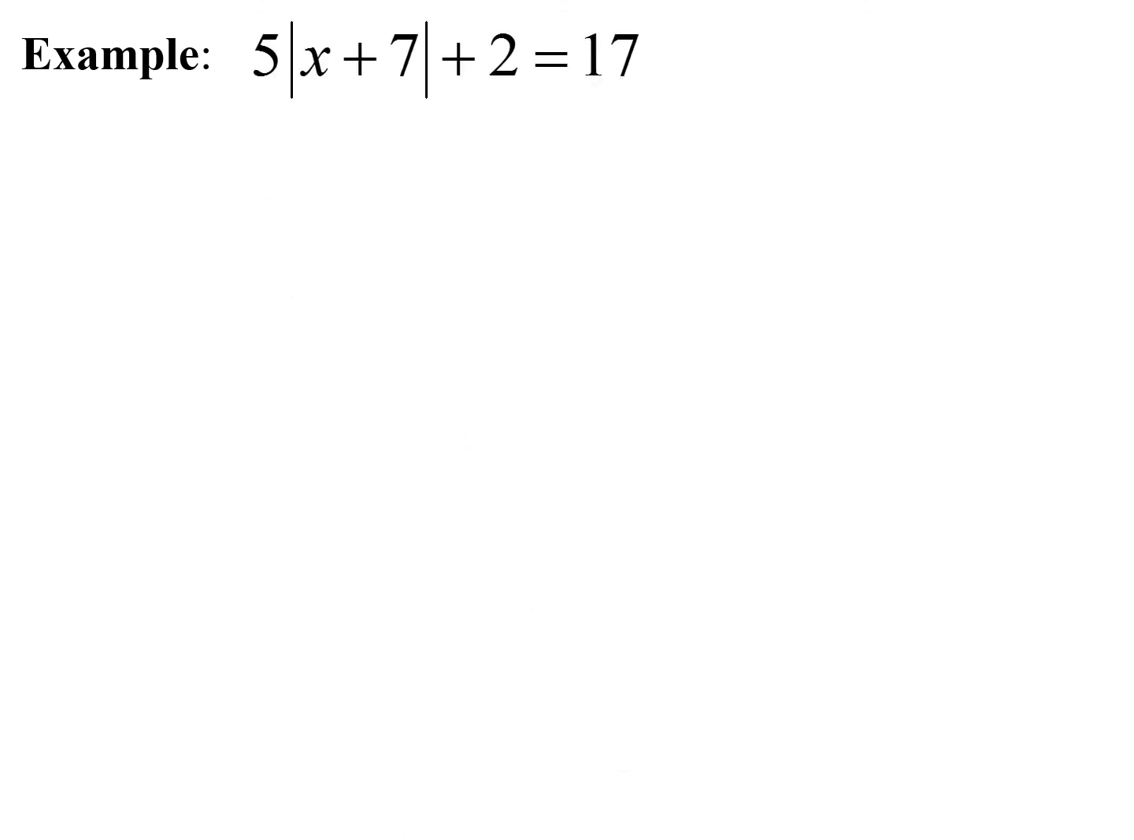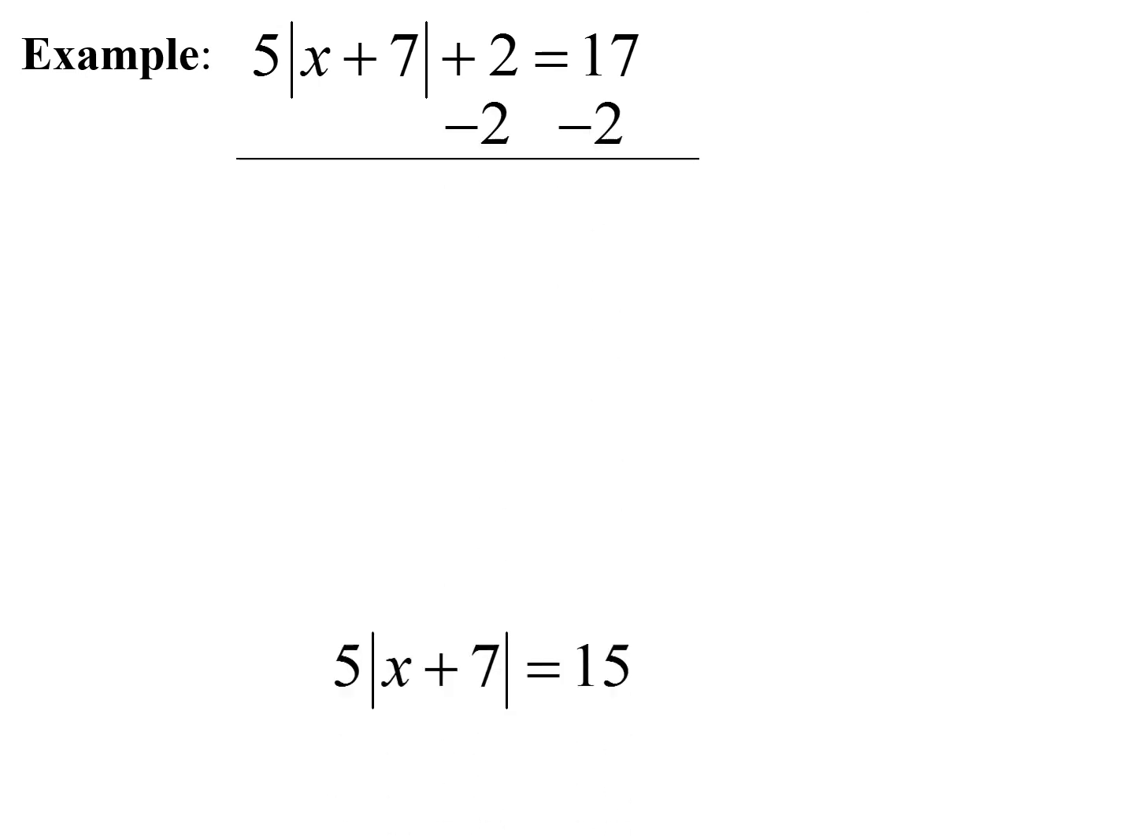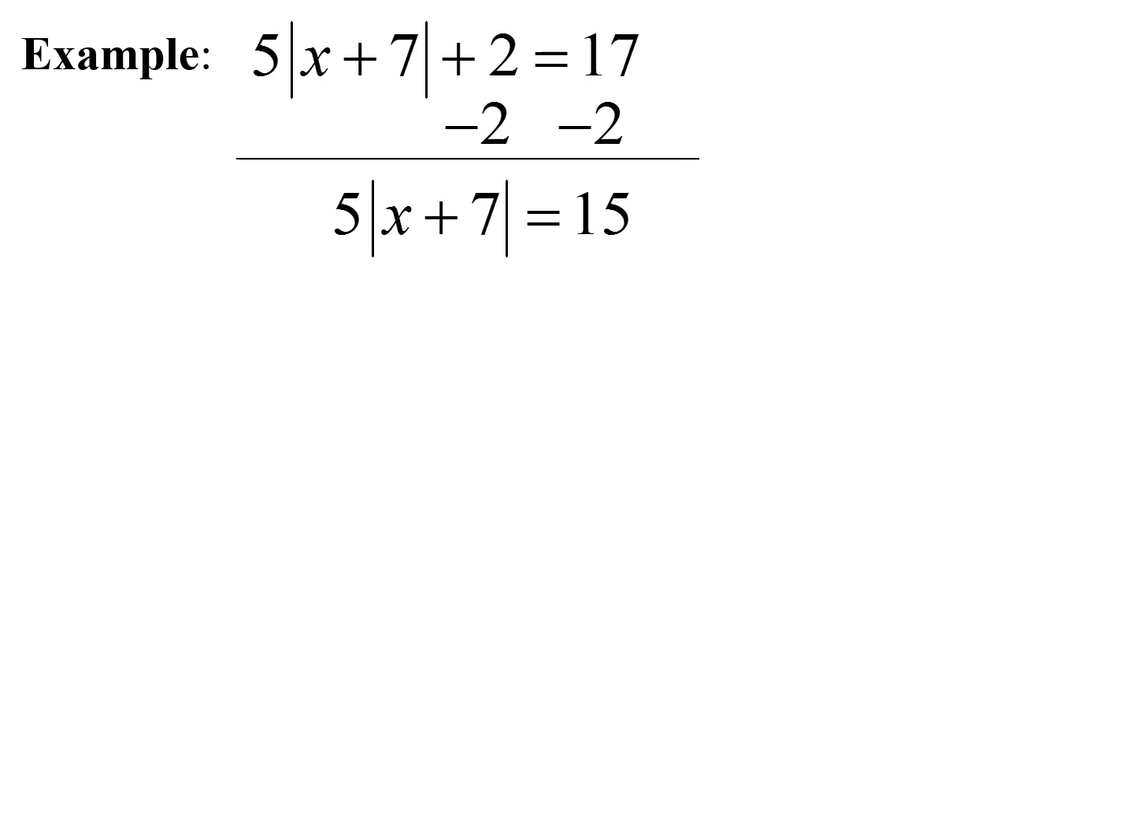For our last example, we see something a little bit more complicated. We have 5 times the absolute value of x plus 7, plus 2, is equal to 17. My goal is to get the absolute value by itself, then split it, and solve each equation separately. So my first step in getting the absolute value by itself is to subtract 2 from both sides. We get 5 times the absolute value of x plus 7 equals 15.